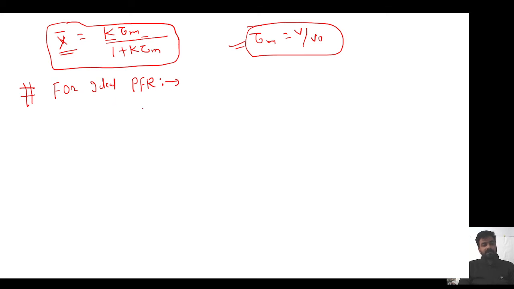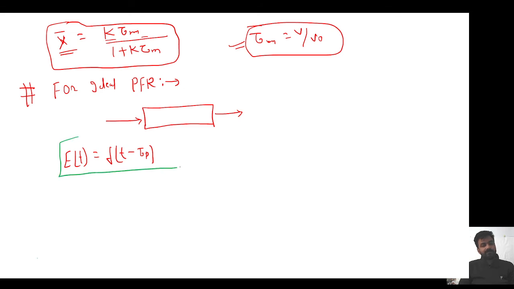It's also a very important thing how we calculate conversion from an ideal PFR. There is some mathematics that you need to understand whenever we solve problems for an ideal PFR. My dear students, the mean residence time distribution curve for an ideal PFR, that you all know, is a direct delta function, delta(t - tau_p). You all know this, and it's very important that you know E(t) is equal to delta(t - tau_p). Now we know for a first order reaction X(t) is equal to 1 minus e to the power minus kt.